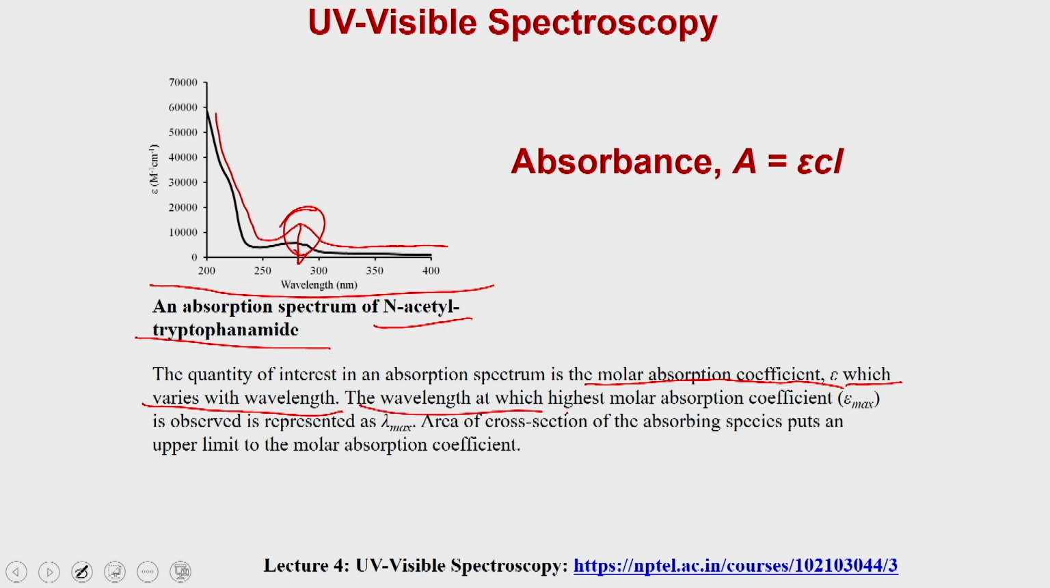So, the wavelength at which the highest molar absorption coefficient is observed is represented as the lambda max, and that is the molar absorption coefficient mostly people use, because that is actually going to give you more accurate values.